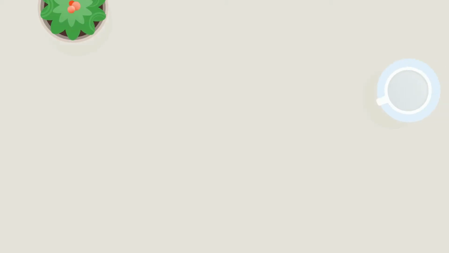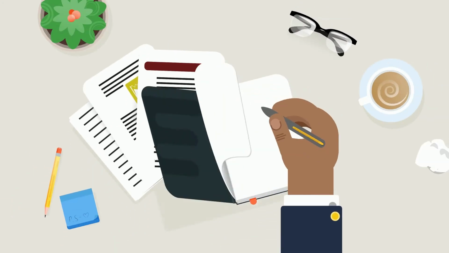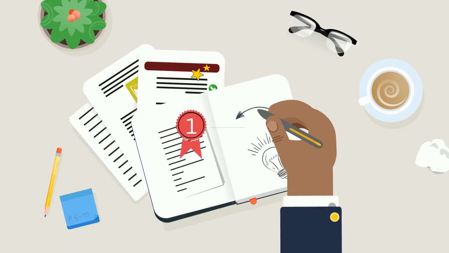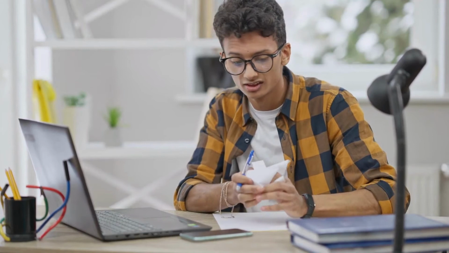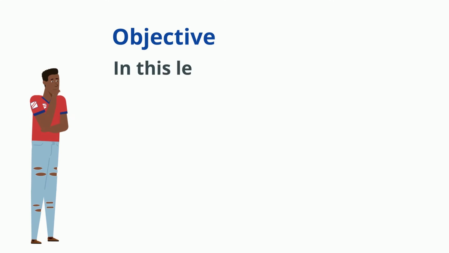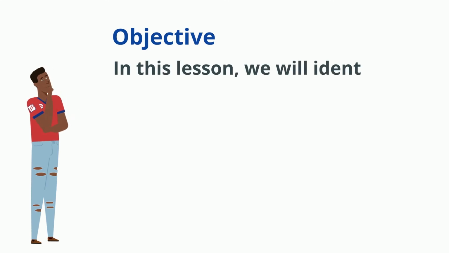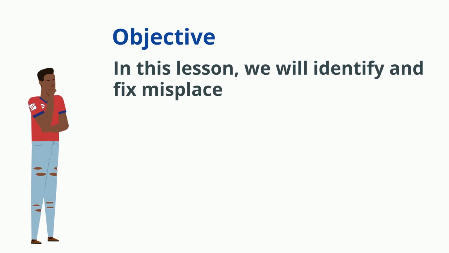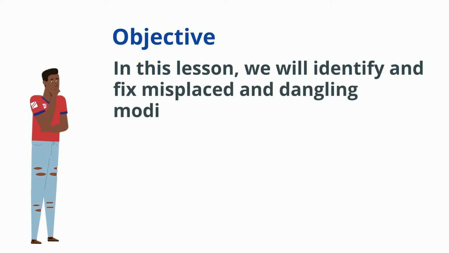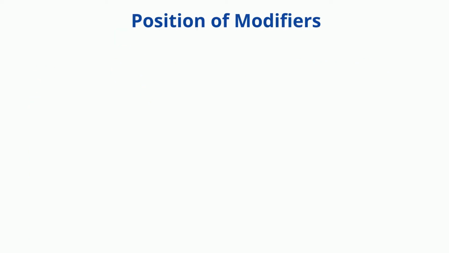When modifiers are used correctly, they can make our writing stand out. That is why we need them. The challenge, though, is that even professional writers make the mistake of using misplaced or dangling modifiers. For this reason, in this lesson, we will identify and fix misplaced and dangling modifiers so that there's less chance of us making these mistakes in our writing.